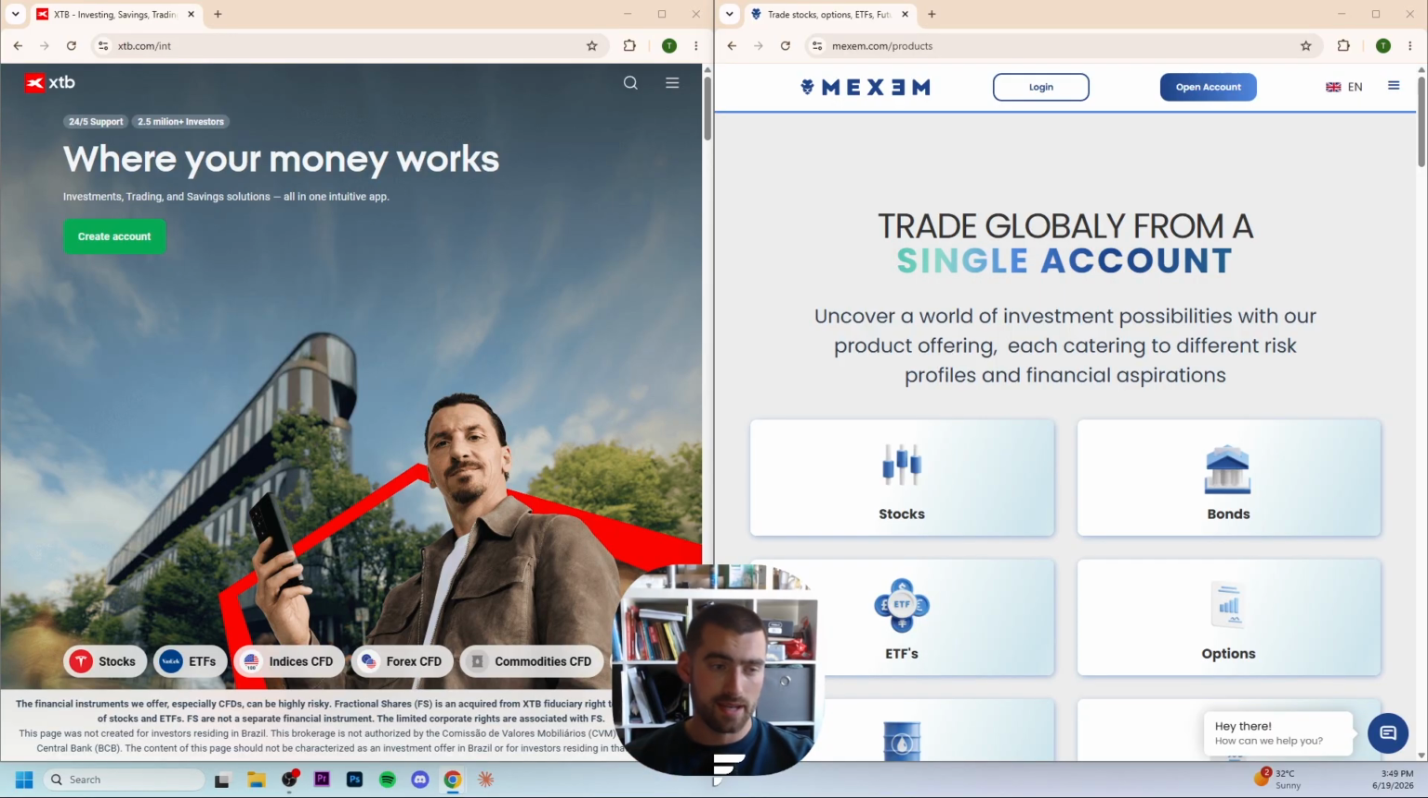So if you ask me, many investors use XTB for active trading, CFDs, commission-free stock and ETF investing, of course within limits again. And many investors use MEXEM for global investing, professional trading, the tools that they have, access to a wide range of international markets.